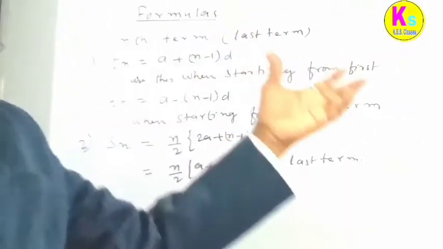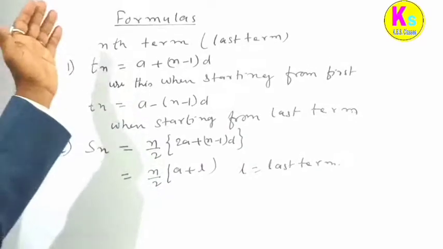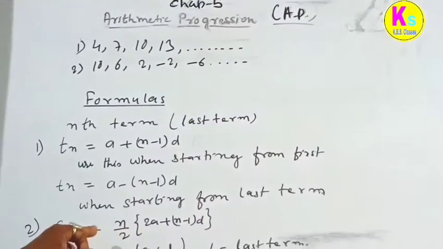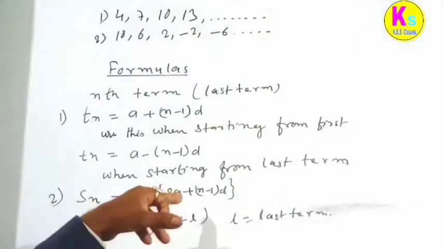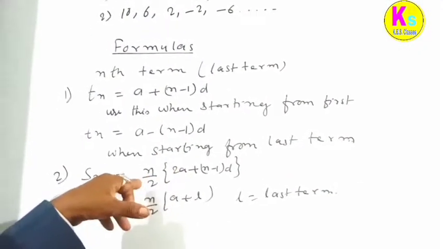But if you don't know the last term, you have to start from the first and you only know the nth term. You have to find the sum for that nth term. Then you must use this formula.